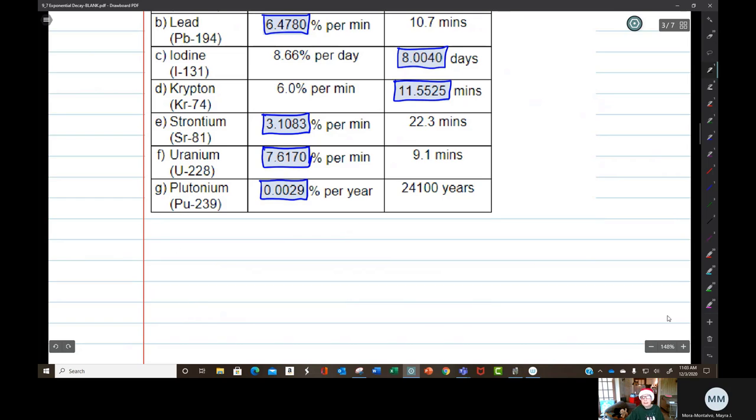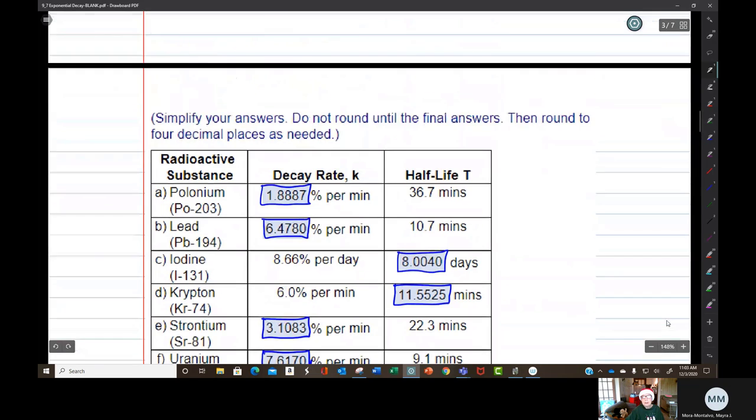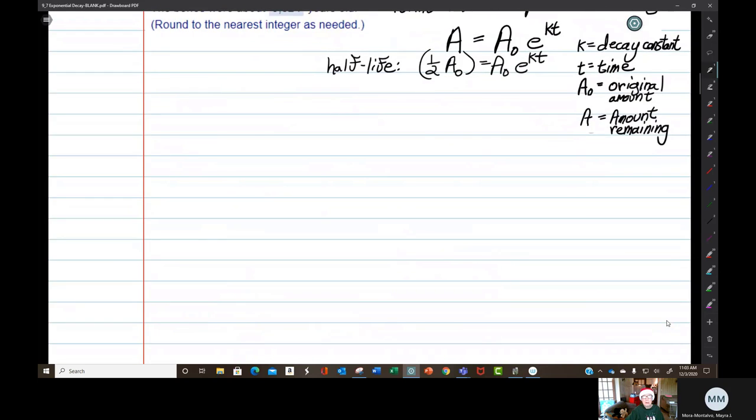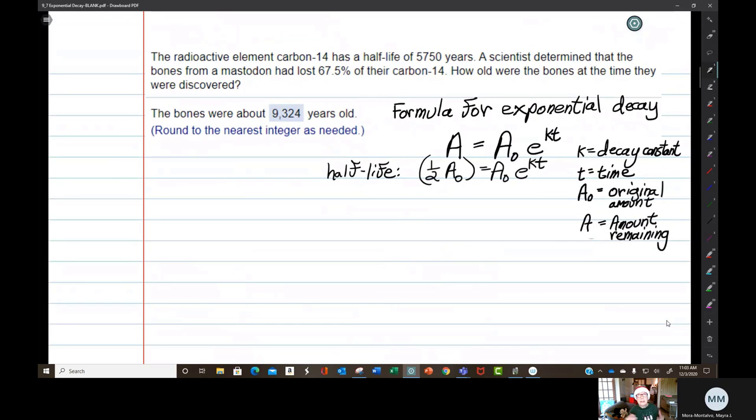In hydrogen bombs. Those are the really bad nuclear bombs, if you can call any of them good. All right, so here's what we're gonna do. We've got this carbon-14 and it has a half-life of 5,750 years.